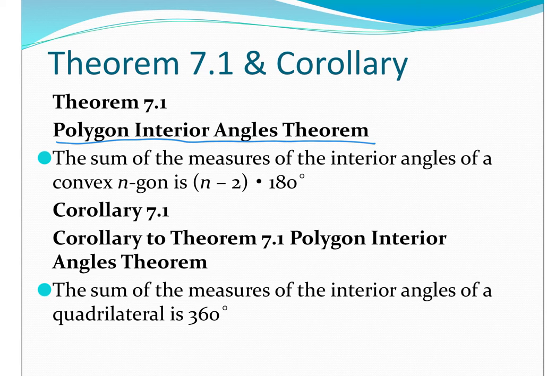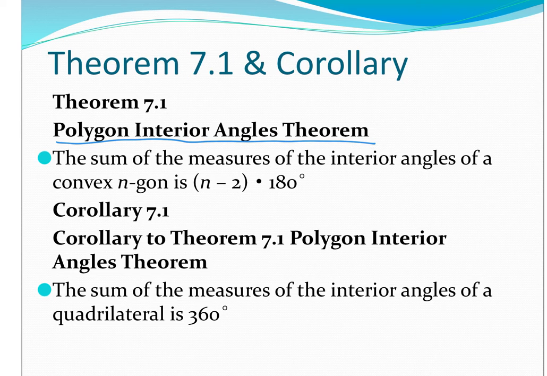Yes. Okay. Now, there is a corollary to that theorem, and it says the sum of the measures of the interior angles of a quadrilateral is 360. Because we're going to be dealing with a lot of quadrilaterals. And a corollary, you don't remember what a corollary is? Okay? No, it's not a converse. Corollaries are just smaller theorems from a bigger theorem that you use a lot, right?